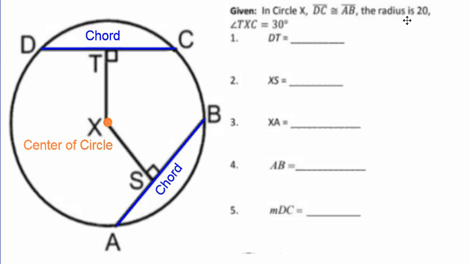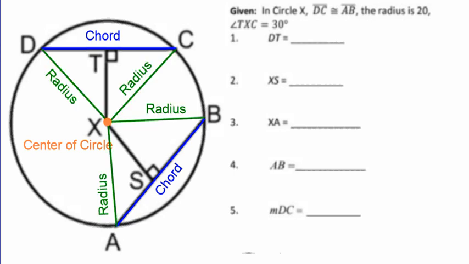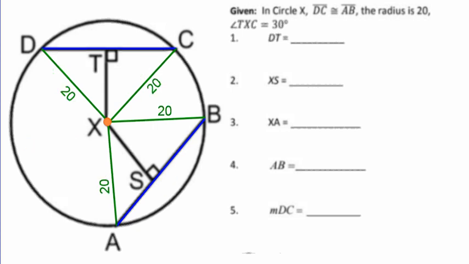Then they told us the radius is 20. So again, by definition, the radius of a circle goes from the center of the circle to a point on the circumference of the circle. Currently, we don't see any radii drawn in, but we can always do that ourselves because we know where the center is, and we do have some points on the circumference of the circle. So we can draw some radii in from X to D, X to C, X to B, and X to A. We know that the radius can be drawn from the center of the circle to any of those points on the circumference, and they'd have to be the same distance. So we know that distance is 20, so we could fill that in our picture as well.